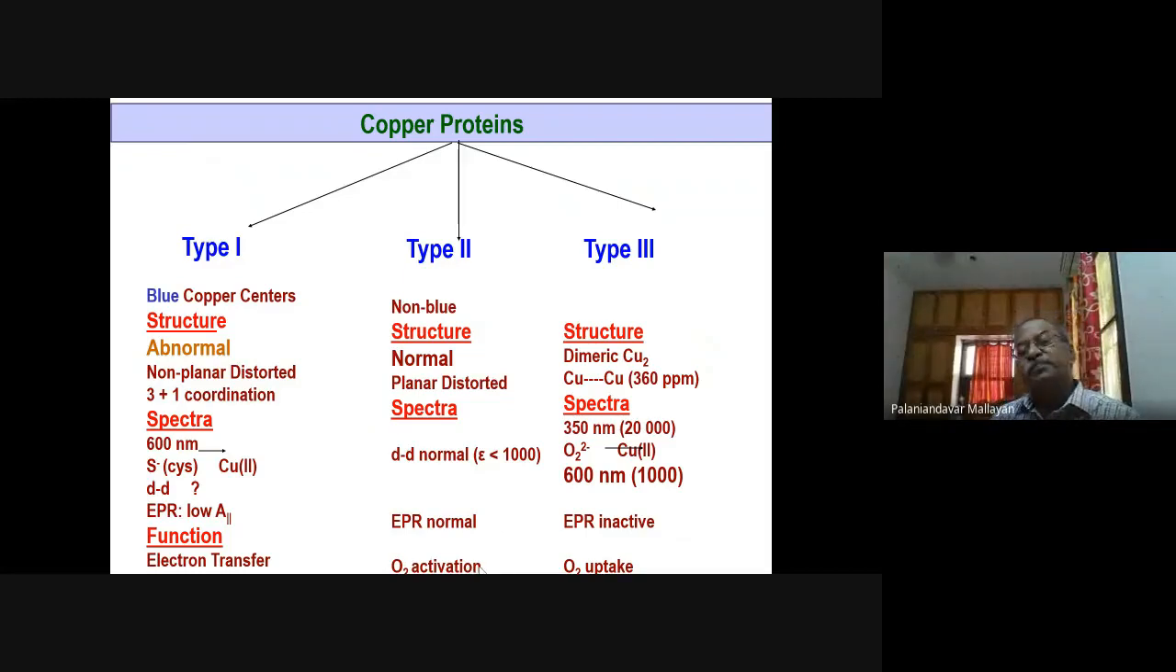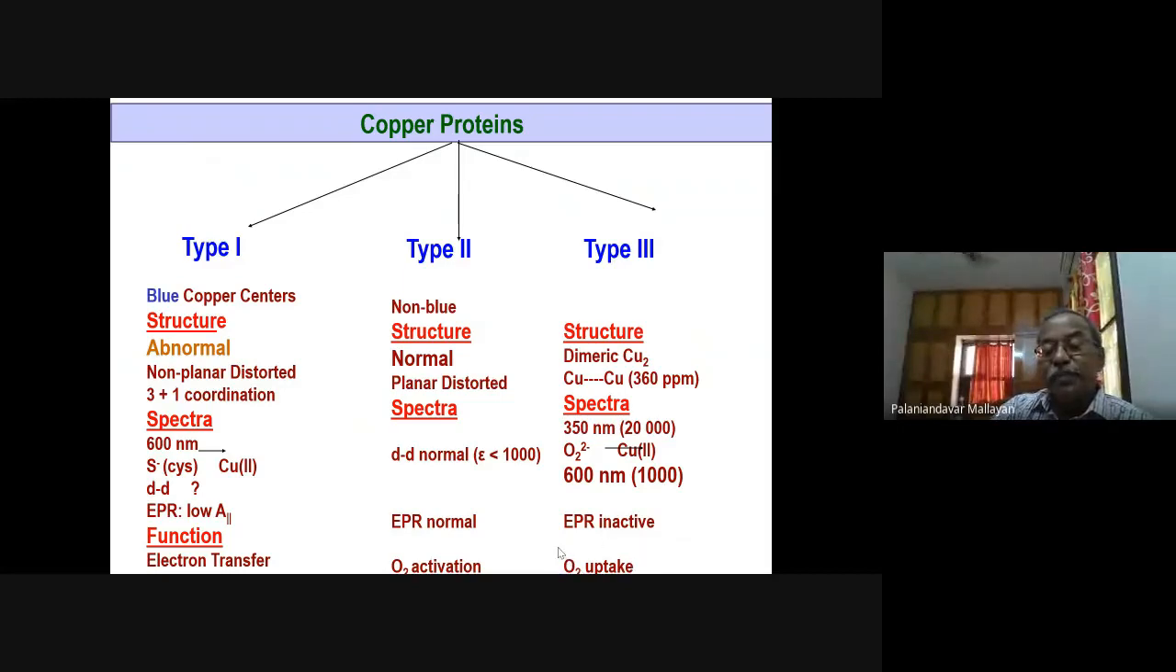Then we have the type 3 proteins. Already I talked about it, type 3 protein. They have a dimeric structure, a copper-copper structure. Now you catch the point that this type of copper-copper interaction is there in hemocyanin, which is involved in dioxygen uptake.